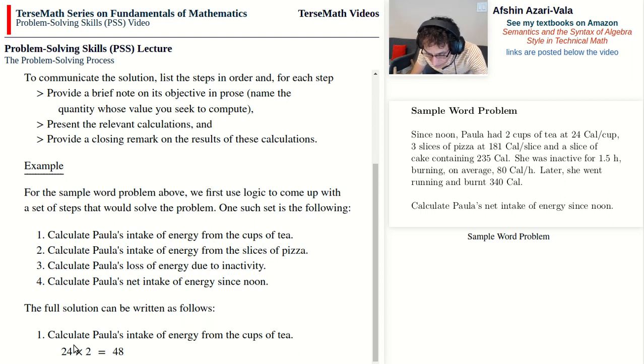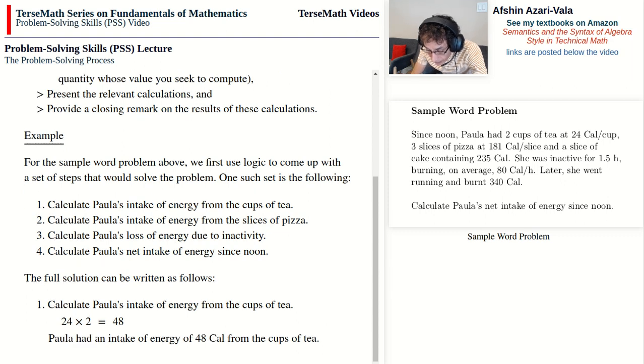What is that quantity? So here we have: calculate Paula's intake of energy from the cups of tea. And to do that, of course, we have to multiply 24 by 2. 24 is the energy content of 1 cup, and she had 2 cups. So in total, she had 48 calories of energy. And so we write a closing statement: Paula had an intake of energy of 48 calories from the cups of tea.